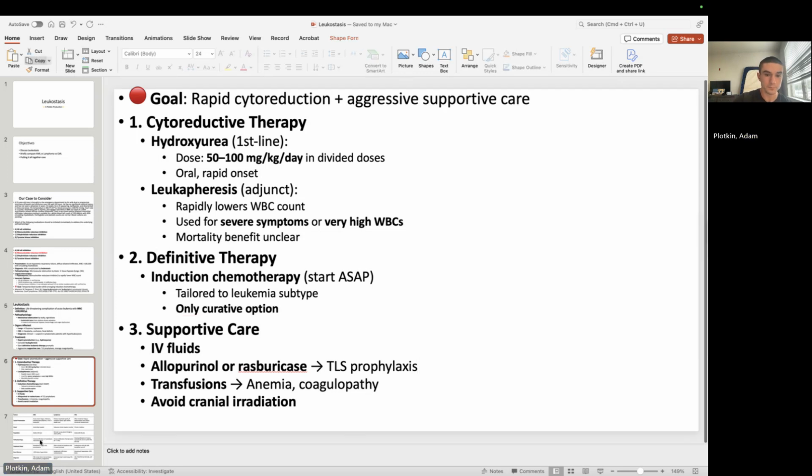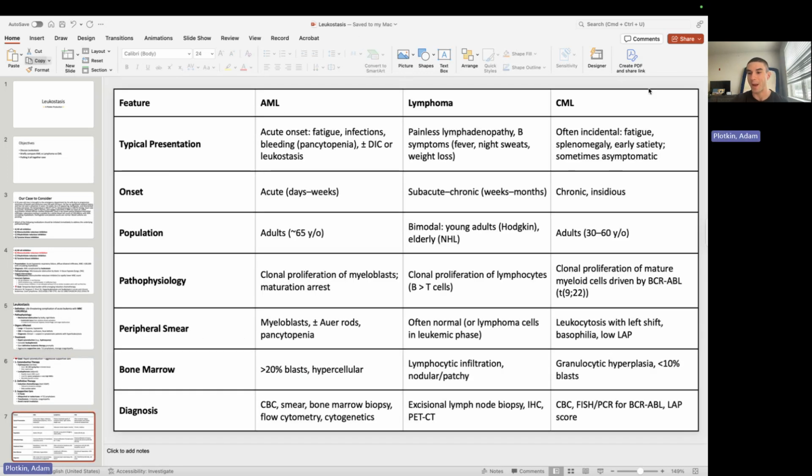All right. This is just brief. Again, the whole point of this lecture is to not cover these in depth, but because we've talked about them, I wanted to give the differences, really briefly, between AML, lymphoma, and CML. So AML is going to be more of an acute onset. We're going to have fatigue, infections, and we could potentially have bleeding and pancytopenia.